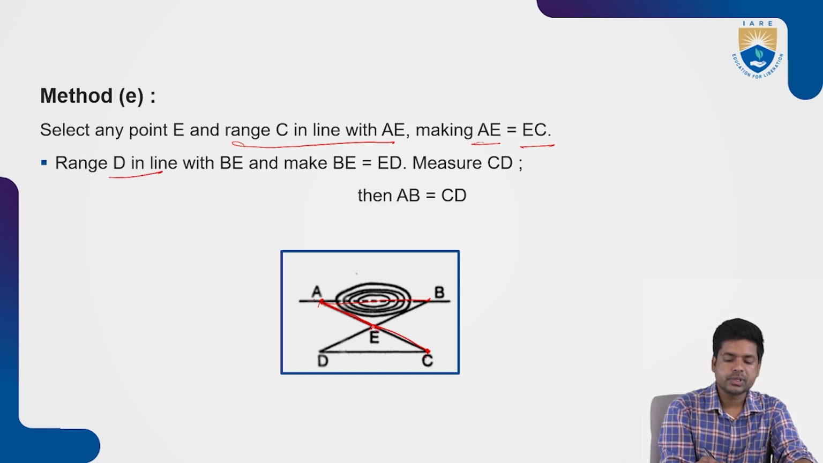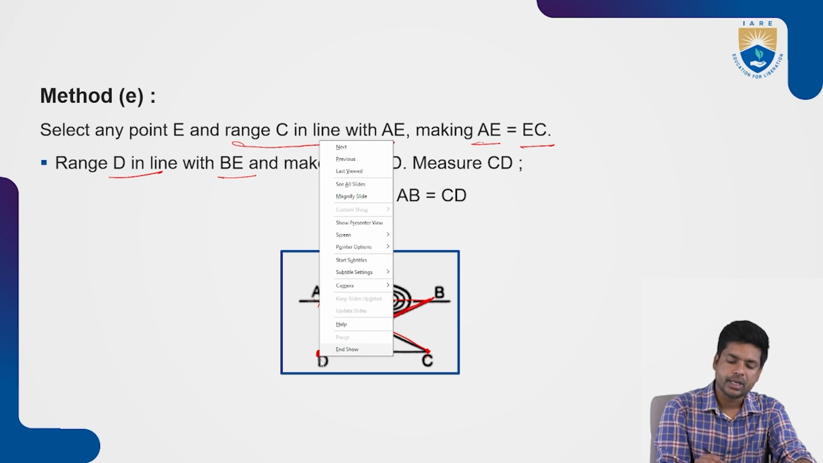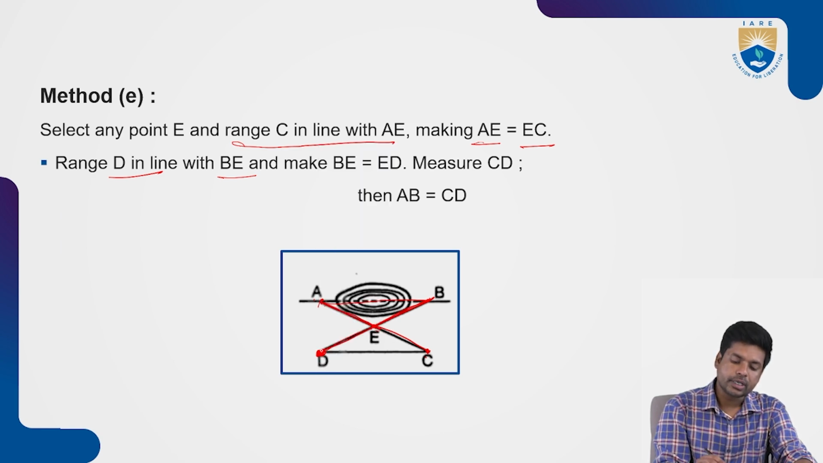Next, range D. Establish one more point, D, in line with BE. In the same line we are going to establish one more point. While marking the point D, the same distance as BE will be taken. Whatever the length of BE is, that distance will be marked here as point D, and the point D should be in line with the line B.